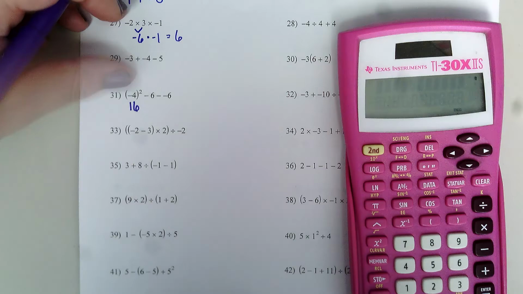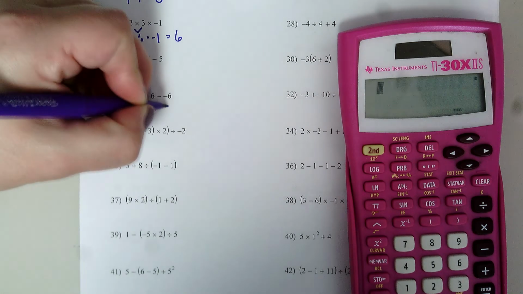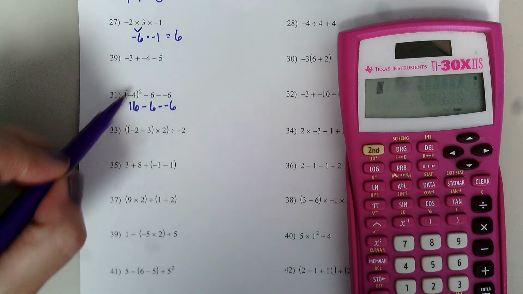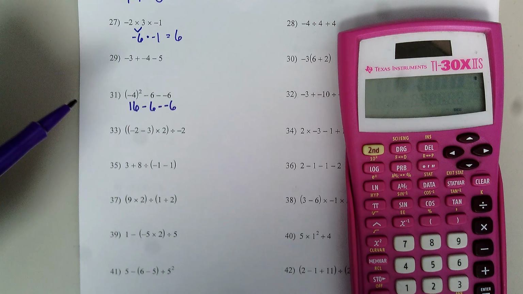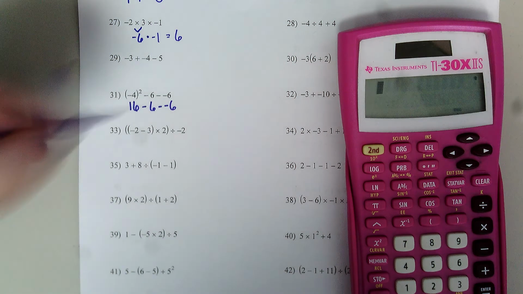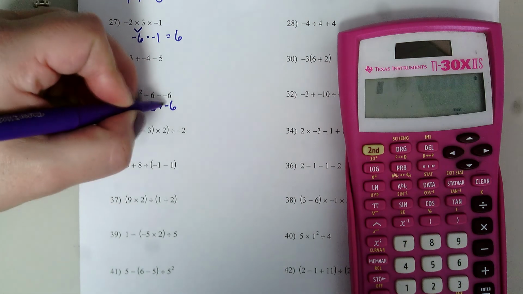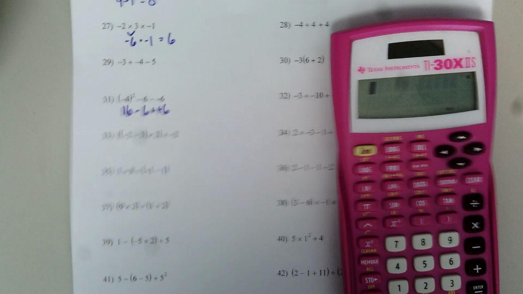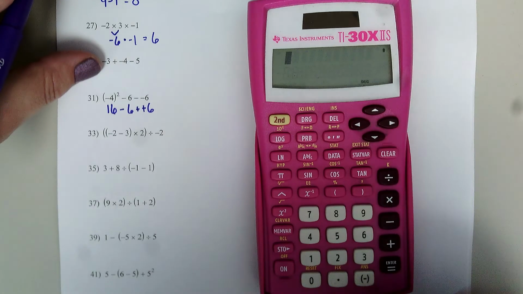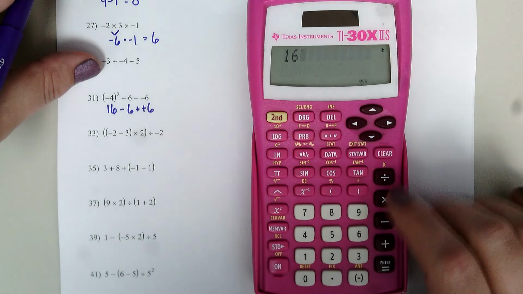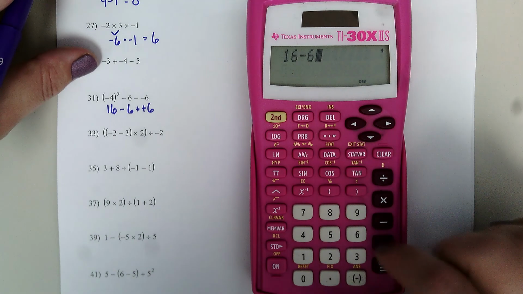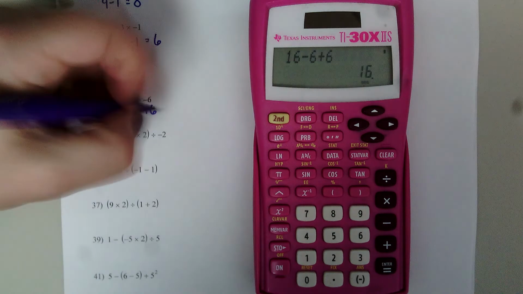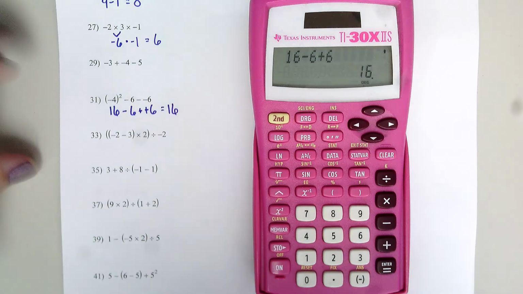All right. So 16 minus 6 minus negative 6. And now I have all subtraction. So I've taken care of the parentheses and the square first. Now this is going to be add the opposite. So I make that 16 minus 6 plus 6. If I put that in the calculator, 16 minus 6 plus 6, it just means that you're taking away 6 and adding it back, you should get 16. Okay?